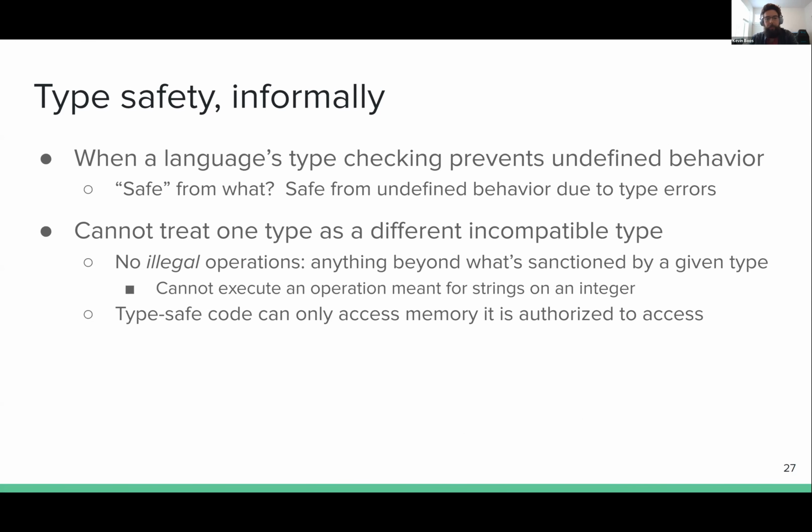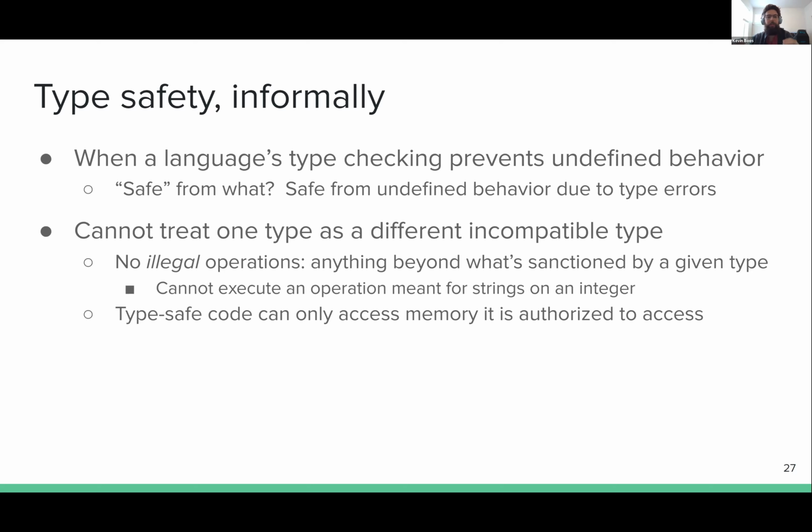Right? But first, let me talk about type safety in an informal manner, right? So you've probably heard a lot about how Rust is type safe, and it can also offer memory safety. So what is type safety? Basically, in one sentence, it's when a language's type checking features can prevent undefined behavior. And I know that's really vague, but that's kind of the best way to describe it, right?